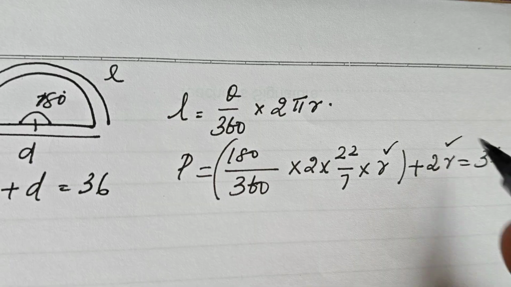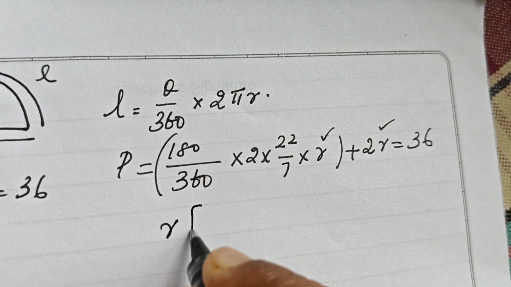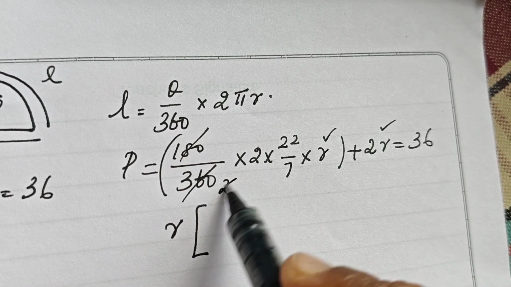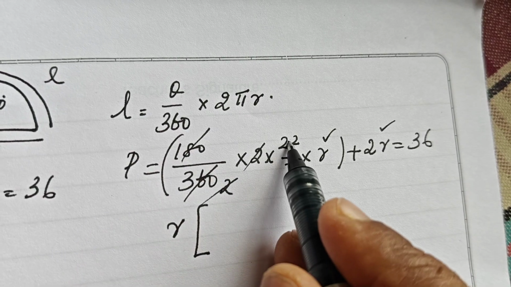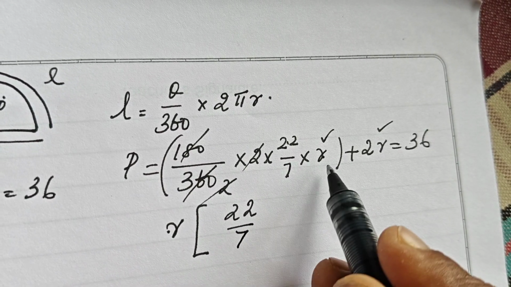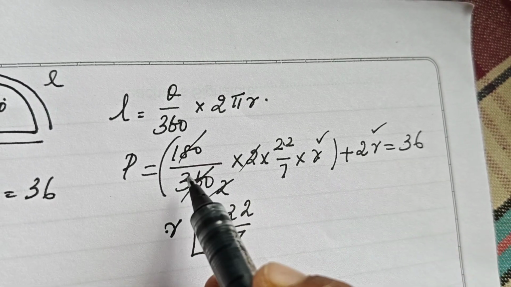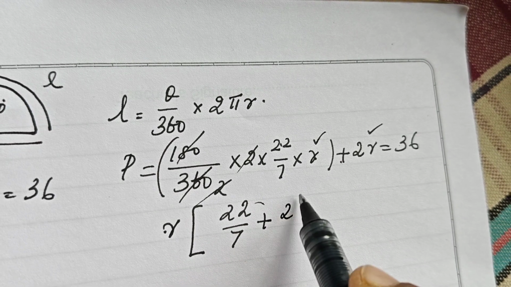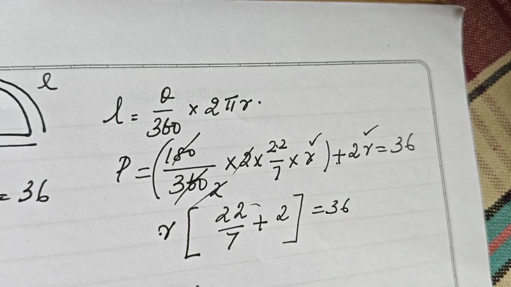Now, here also you have R, here also you have R. Take this R common. What is remaining? 180 by 360, you can cancel it into 2. This 2 and this 2 get cancelled. So, what is remaining? 22 by 7. R has gone out, so only 22 by 7 is remaining in this bracket. Outside the bracket, 2R, R has gone out, 2 is remaining. The symbol connecting is plus. So, R into 22 by 7 plus 2 is 36.